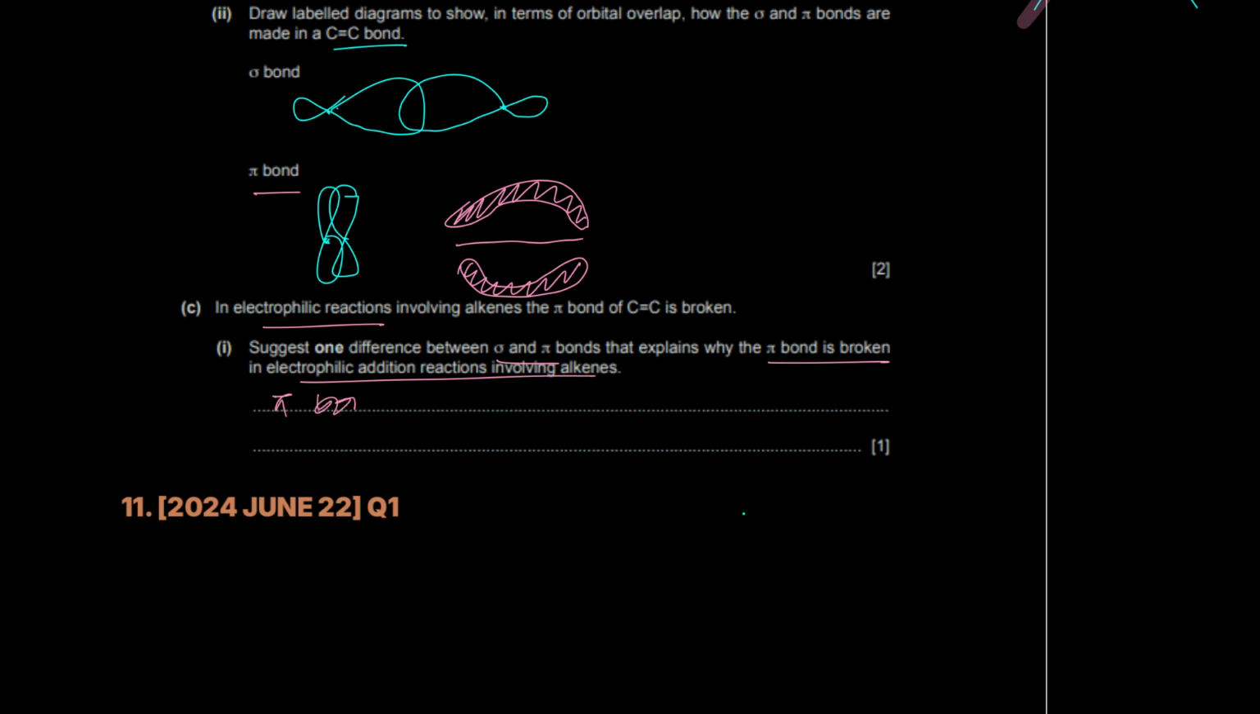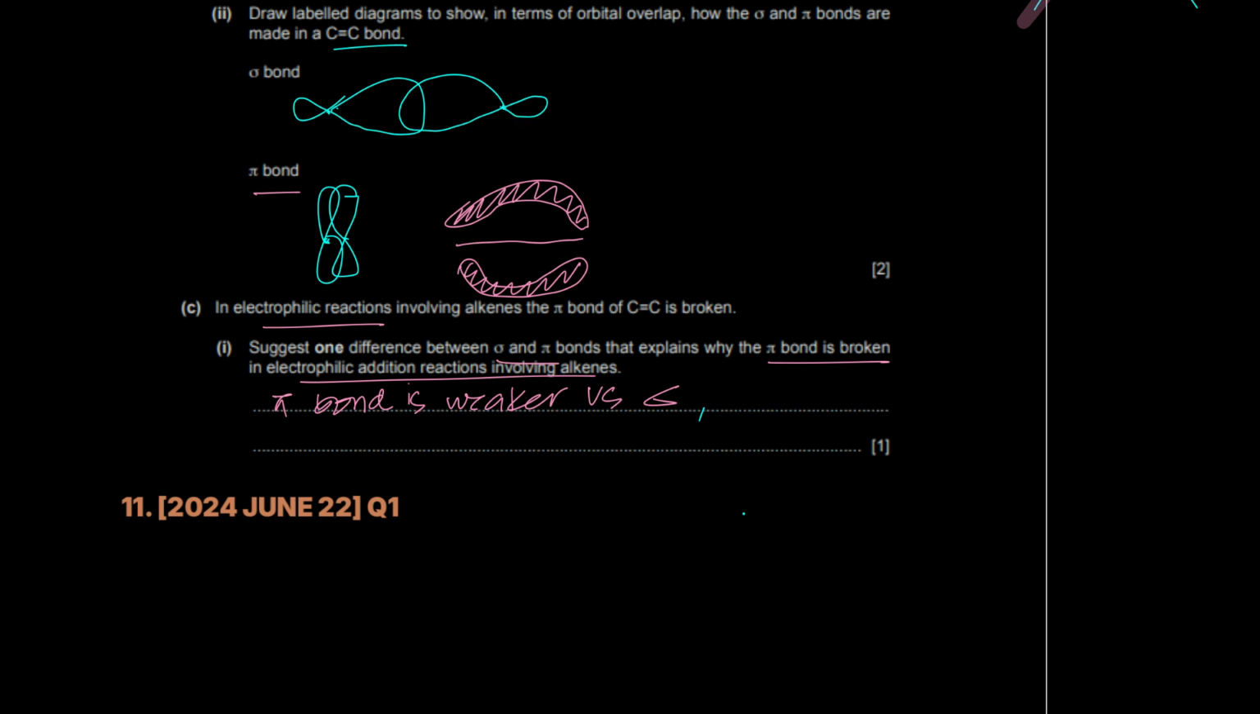Pi bond is weaker. And why is it weaker? Why is the pi bond weaker versus the sigma bond? Because in a sigma bond, the pair of electrons that you have are closer to the two nuclei. Whereas in the pi bond, the pair of electrons are above and below the two nuclei. It's above and below the internuclear axis, which means it's farther. Therefore, weaker attraction for a pi bond compared to a sigma bond. Stronger attraction in sigma bond.